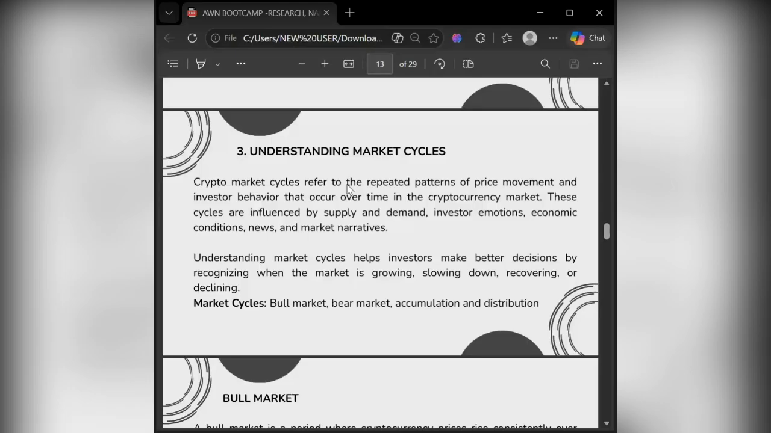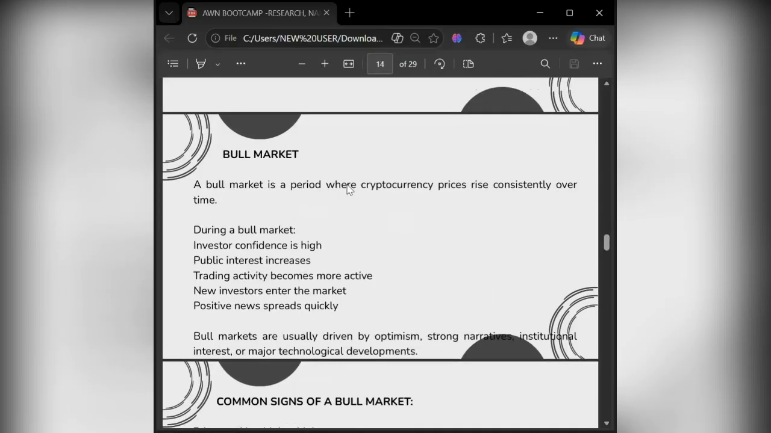So the bull market is a market where cryptocurrency prices rise constantly over time, like crazy pumps, right? During a bull market, investor confidence is high. I put this one for myself, bro. It's like, I must escape poverty from my family. You know that kind of thing.